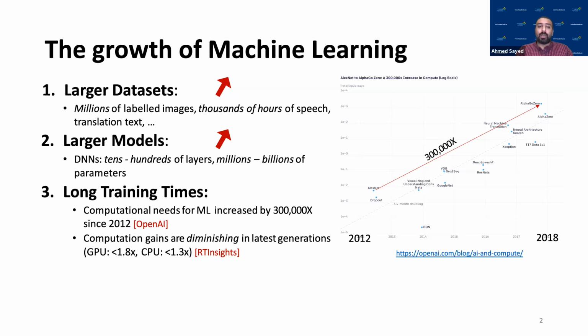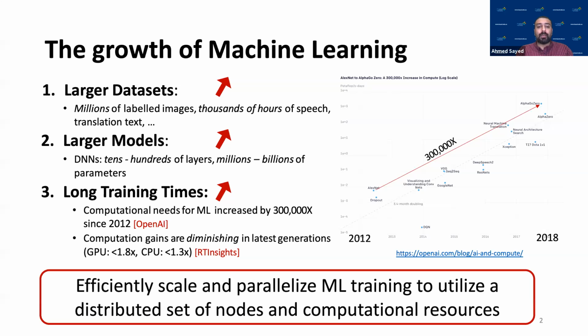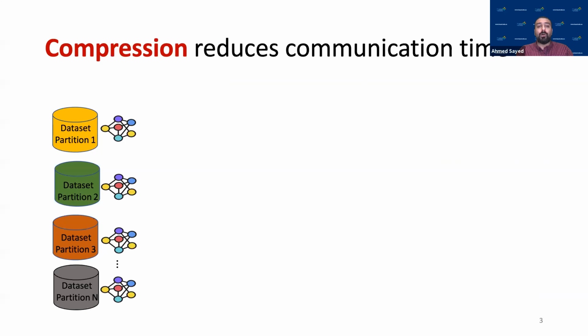So one would wonder, how can I speed up my training? Specifically, what we can do is scale and parallelize our training job to utilize a distributed set of nodes and their computation resources. However, the main bottleneck for this is the communication. In distributed training, communication takes a significant amount of time due to the size of the models. So compression has been proposed as a way for communication reduction.